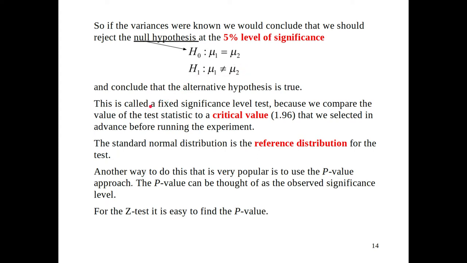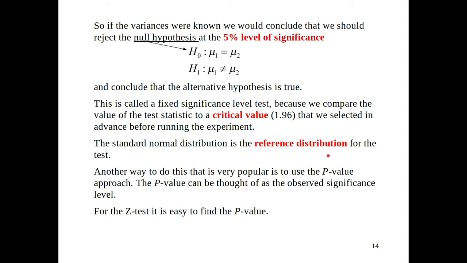This is, in another way, called a fixed significance level test because we are comparing the value of the test statistic, the z0 value that we calculated, with a critical value of z, which is 1.96, right? At, and we are using that 5% fixed level of significance. That's why it is called fixed significance level test. And the standard normal distribution that we used is our reference distribution for this test, right?